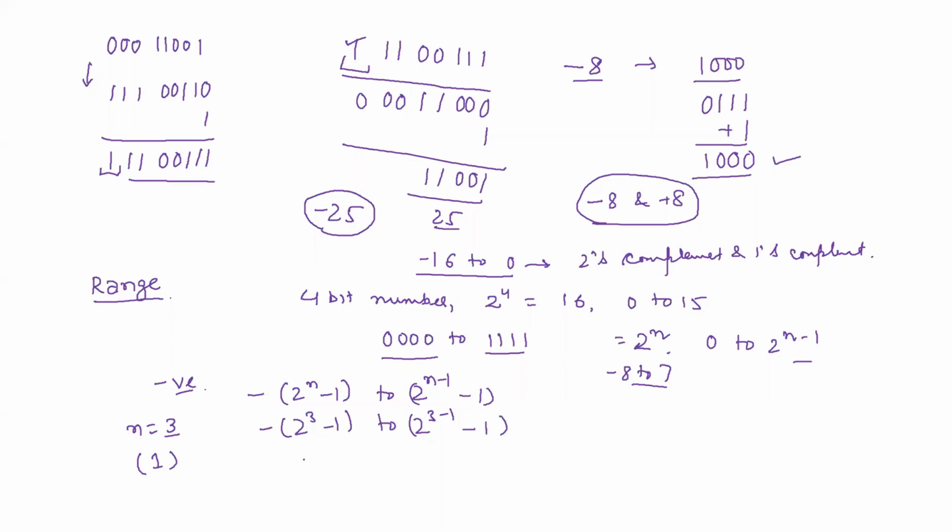So this becomes 8 minus 1, 7: minus 8 to 7, and so on. Check it, I have some doubt in this. I will clarify it later. And if n is equal to 8, then this becomes minus 128 to plus 127. So this is how things work.